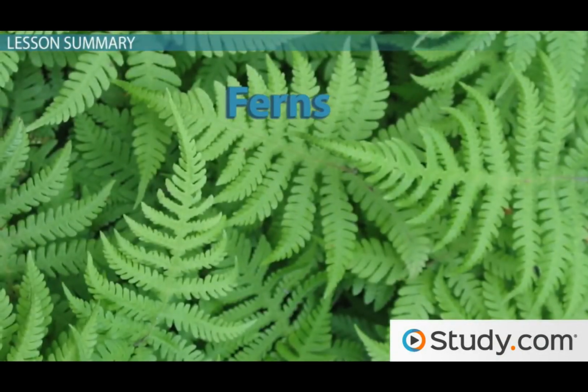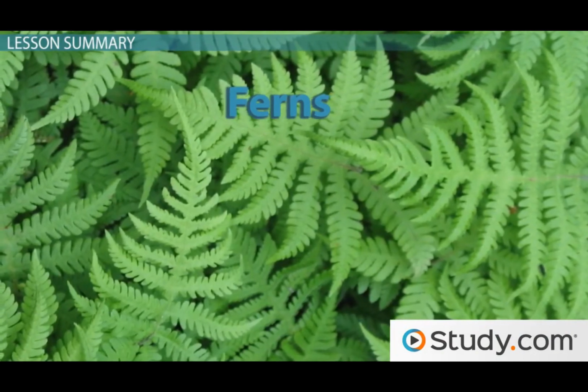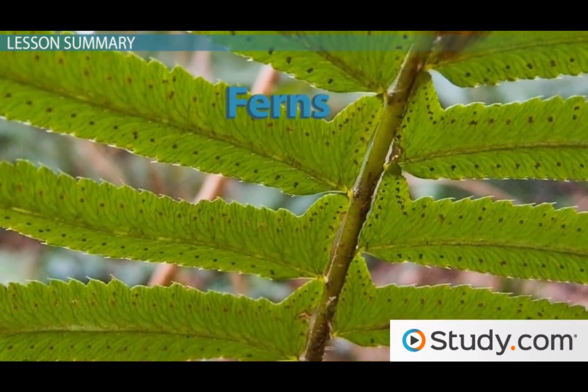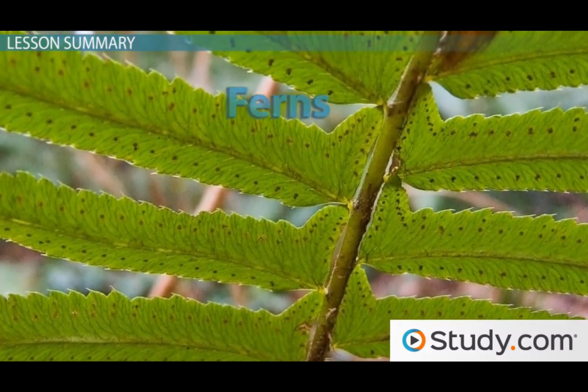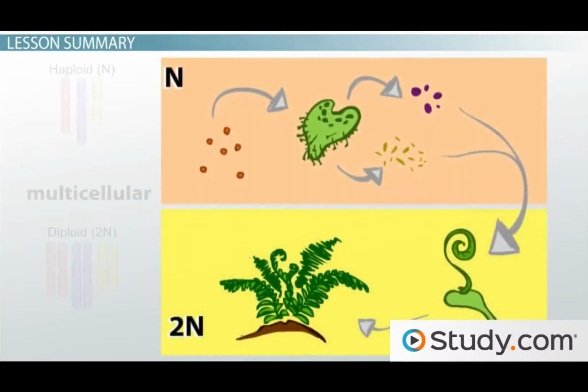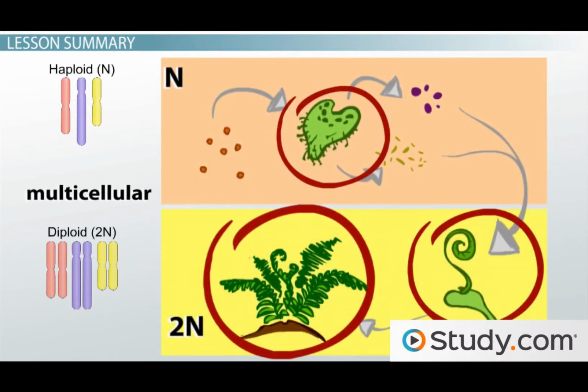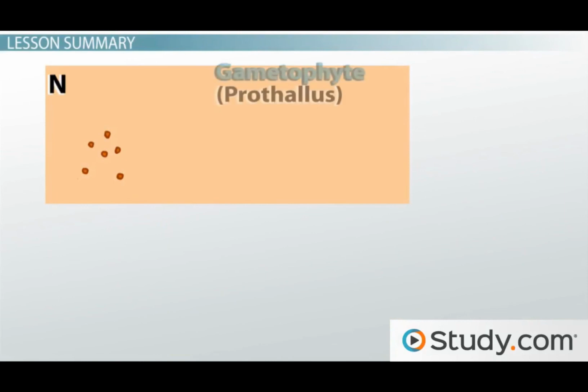Ferns are unique plants because they do not produce seeds. These vascular plants have adapted to a life cycle that uses spores rather than seeds. This alternation of generations in ferns means that there are multicellular stages that are haploid and diploid. We first looked at the haploid stage, which starts as a spore which develops into a gametophyte.